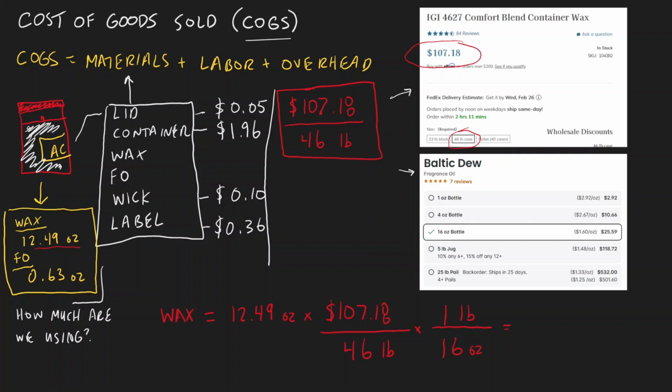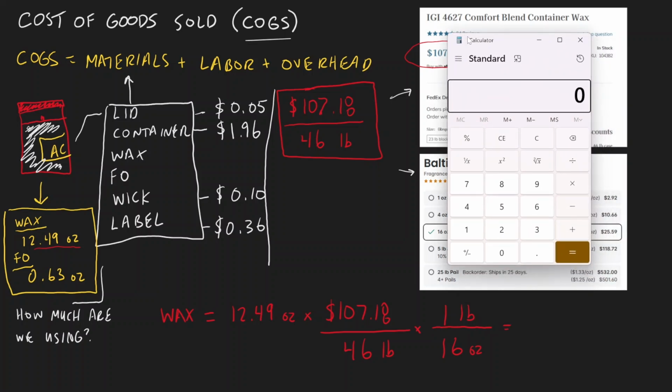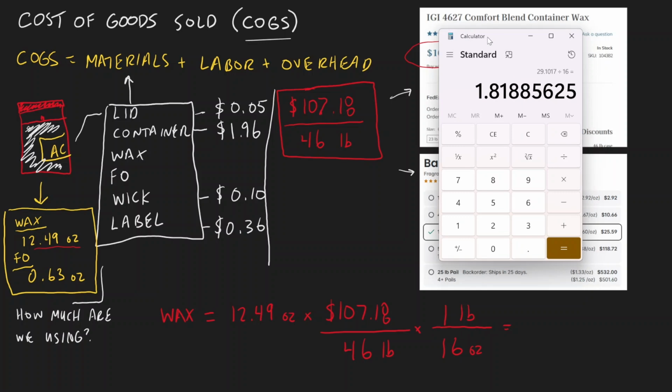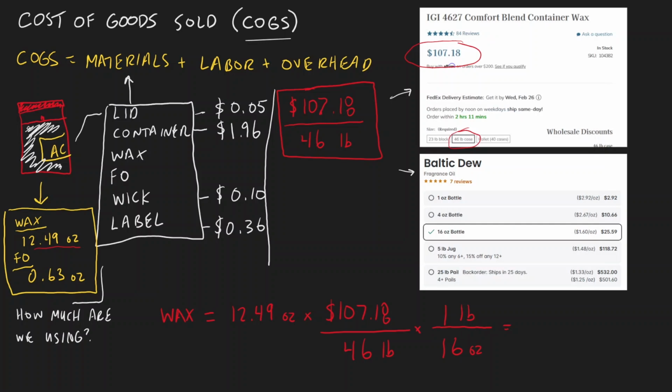So let's pull our calculator up over here. And we'll say we've got 12.49 ounces times $107.18 divided by 46 divided by 16. And that means we have $1.82 worth of wax based on what we bought from the vendor. So our material cost there, our COGS for the wax part of it, is $1.82.